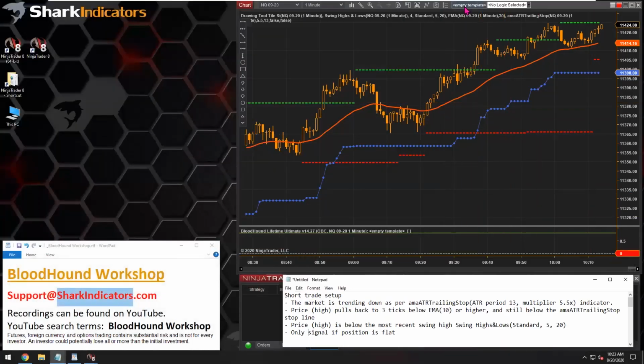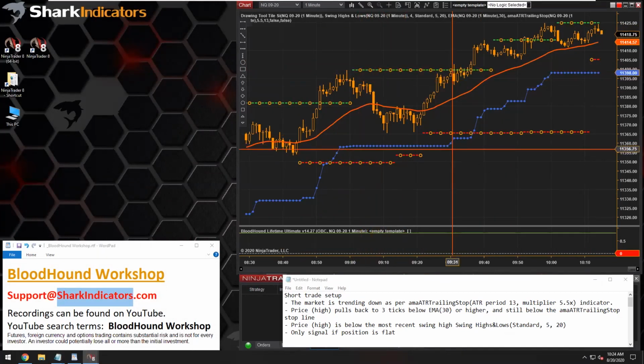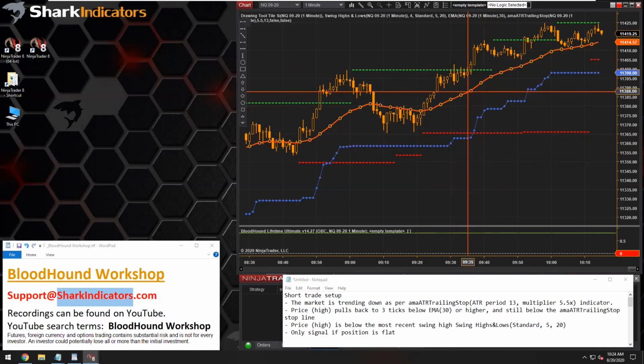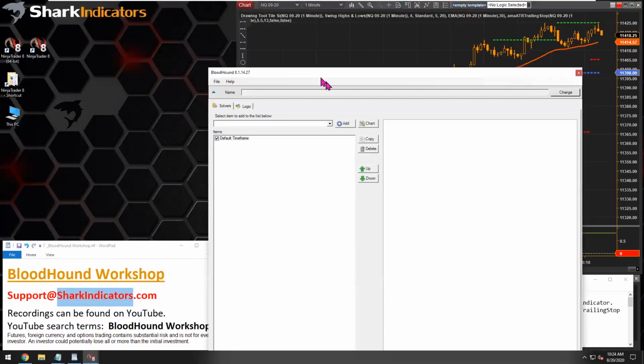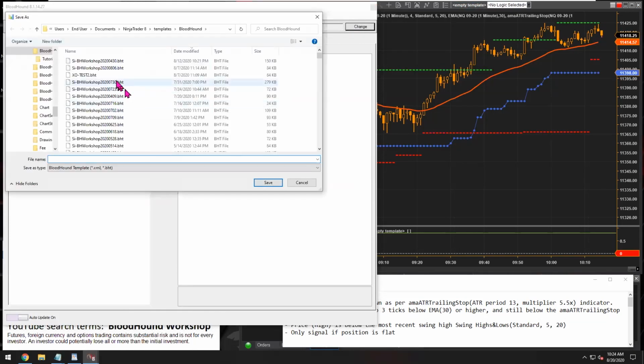All right. Let's minimize that. So I have the swings, highs, and lows indicator on my chart there, the green and red hash lines. So there's the ATR trailing stop, the blue dots, and then the EMA 30, the red line there. So let's open up Blackbird up top here. And the first thing I want to do is provide a file name there. So I'm going to hit the change button.